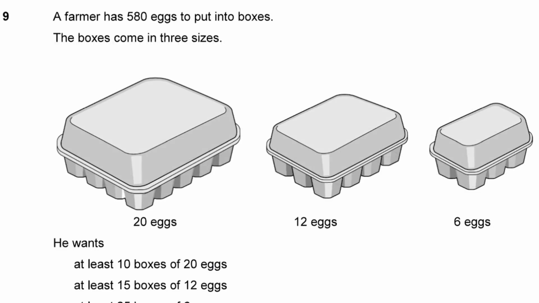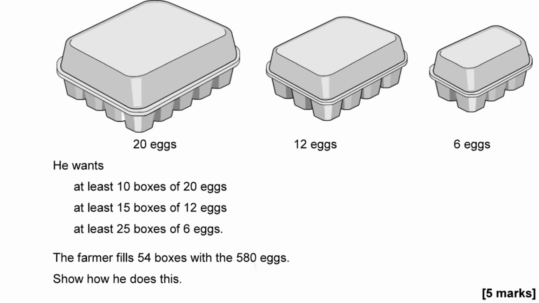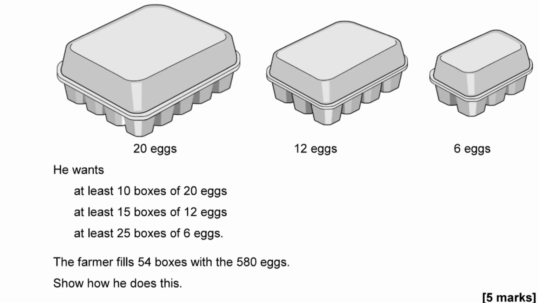A farmer has 580 eggs to put into boxes. The boxes come in 3 sizes. So we've got a box for 20 eggs, we've got a box for 12 eggs, and we've got a box for 6 eggs. Now it says that he wants at least 10 boxes of 20 eggs, and at least 15 boxes of 12 eggs, and at least 25 boxes of 6 eggs.